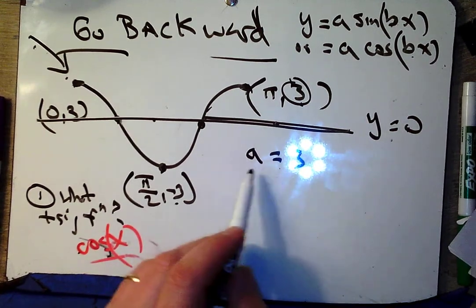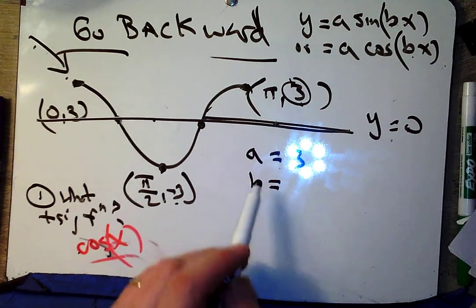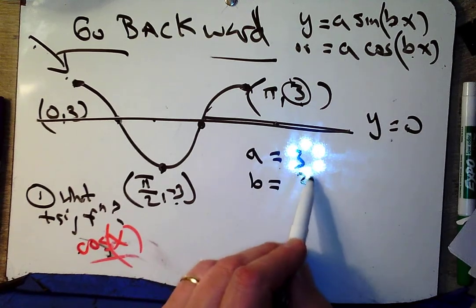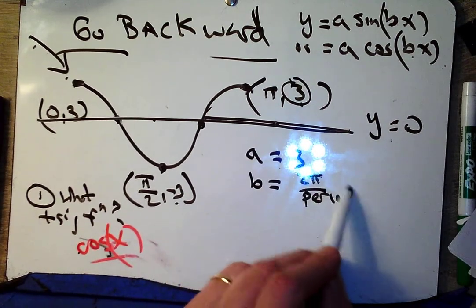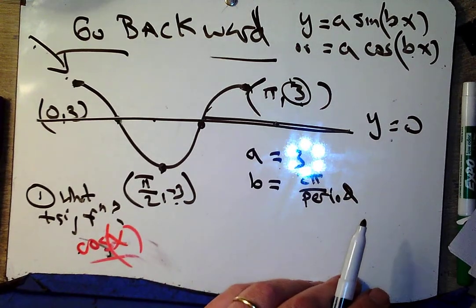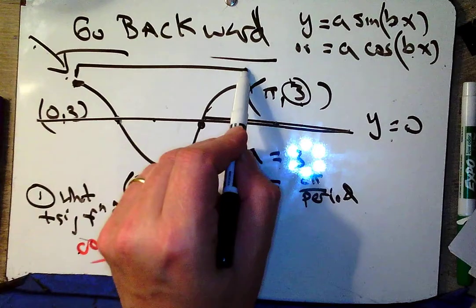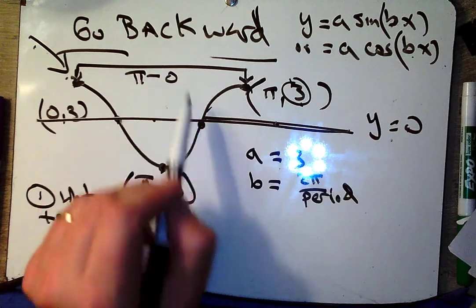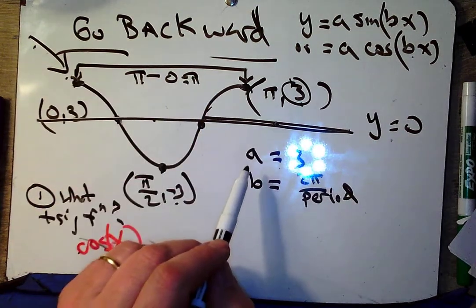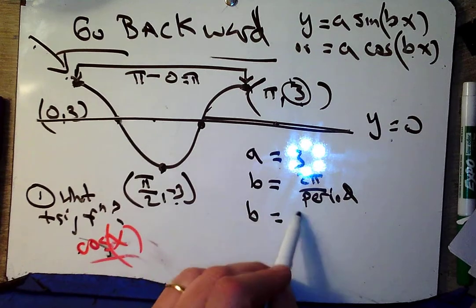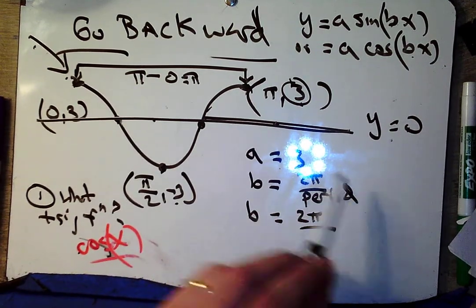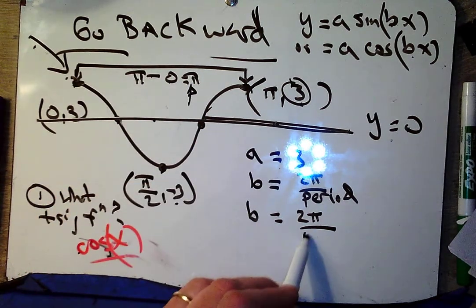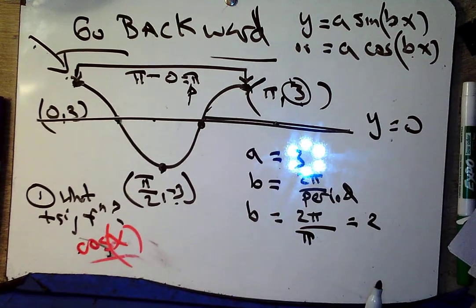Yeah, A equals 3. And B, well, remember, in the last video, I said that we would have 2 pi over the period as our B value. And the period is the distance from here to here. What is that distance? Pi minus 0 is pi. So B equals 2 pi over the period, and our period isn't pi minus 0, our period is pi. And so we end up with a B value of 2.